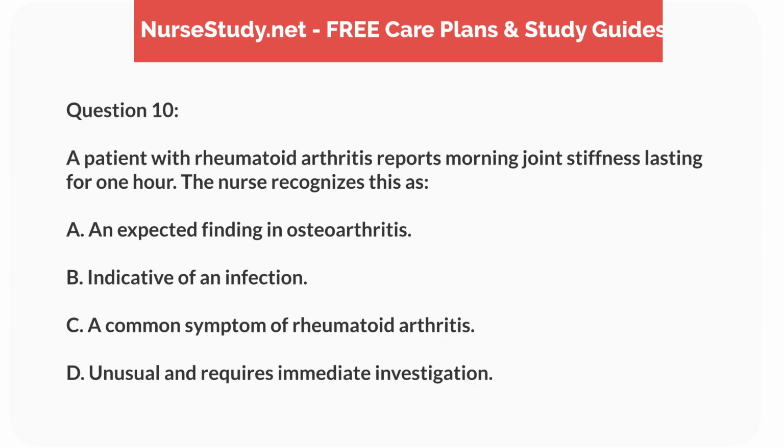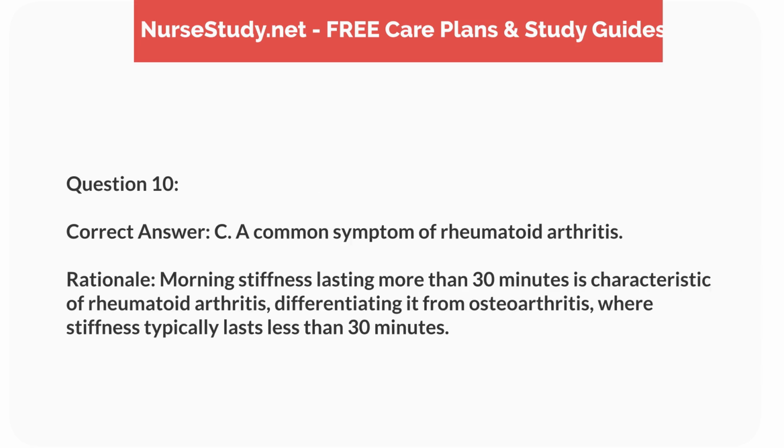Question 10. A patient with rheumatoid arthritis reports morning joint stiffness lasting for 1 hour. The nurse recognizes this as A. An expected finding in osteoarthritis. B. Indicative of an infection. C. A common symptom of rheumatoid arthritis. D. Unusual and requires immediate investigation. Correct answer: C. A common symptom of rheumatoid arthritis. Rationale: Morning stiffness lasting more than 30 minutes is characteristic of rheumatoid arthritis, differentiating it from osteoarthritis, where stiffness typically lasts less than 30 minutes.